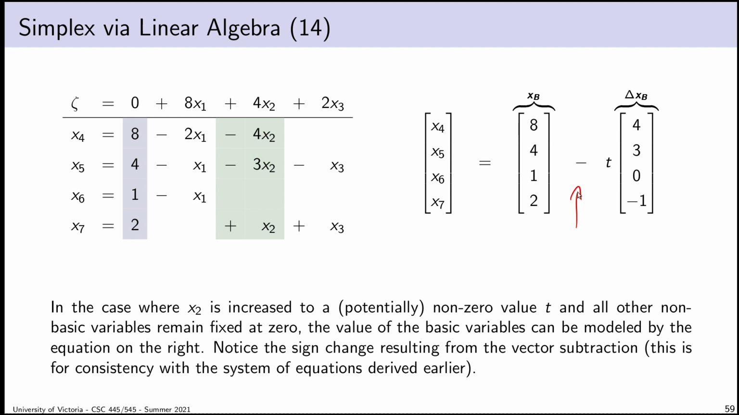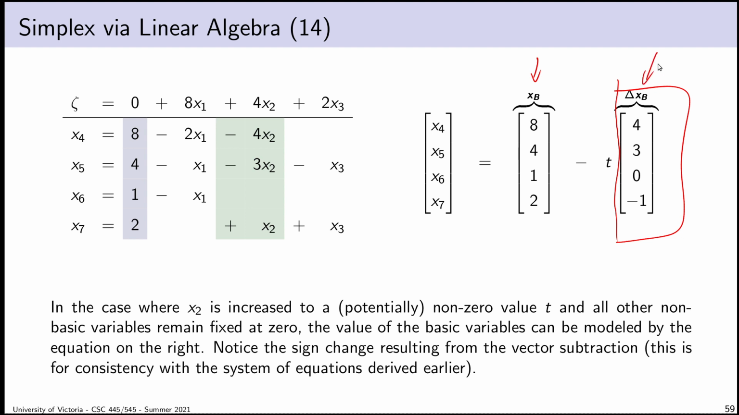The reason why I wanted to show it off in this diagram is when we do it this way, if I set x2 to be t, the change in my basic variables will be the current value of each basic variable minus t times this vector here, which I'm going to call, I better make sure t isn't included in my little box, I'm going to call this vector delta xb.